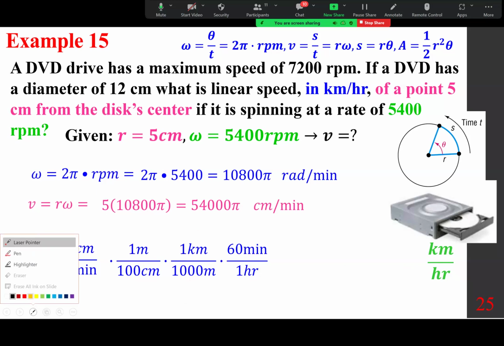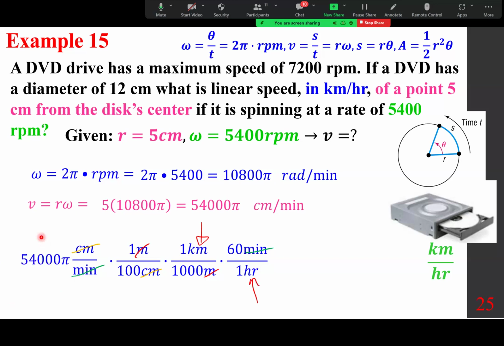And again, take a look at what happens here. So centimeters cancels out the centimeters. Minute cancels out the minute, one from the top, one from the bottom. And meter cancels out the meter. So if you look at what is left, in the numerator, there is no other unit except kilometers. In the denominator, no other units except the hours. So 54,000 pi times 1 times 1 times 60 divided by 100 times 1,000. And that gives us 101.8 kilometers per hour.